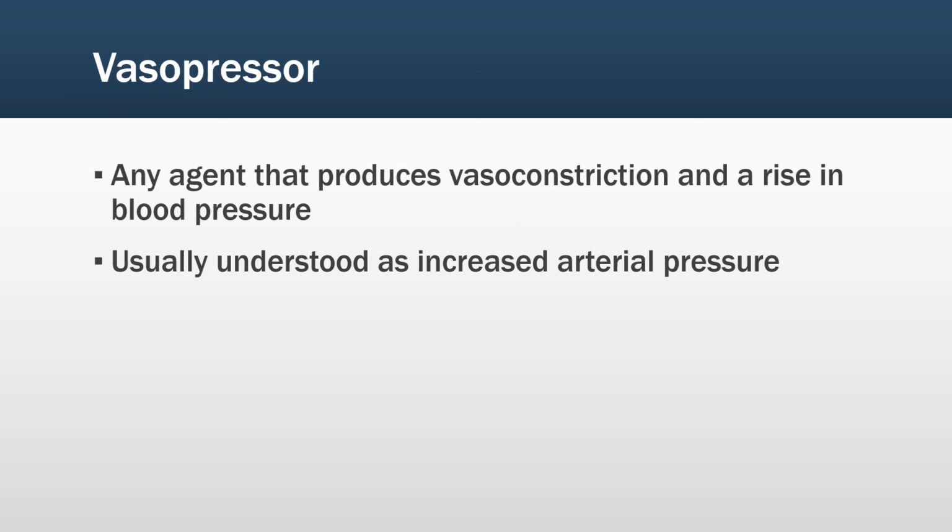A vasopressor is a medication that causes vasoconstriction and increases systemic vascular resistance, and its effect usually results in an increase in blood pressure and cardiac output. It is important to keep in mind that increasing systemic vascular resistance also increases the workload of the heart, and in some circumstances can impair forward flow of the blood so significantly that the cardiac output will drop.